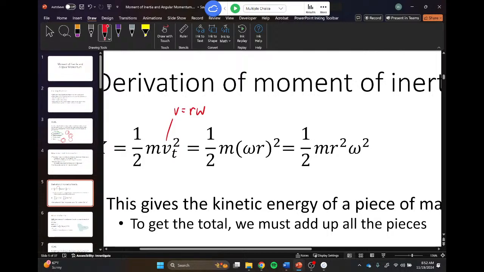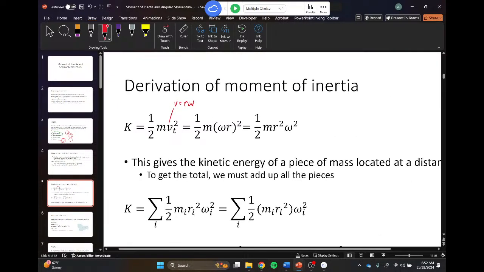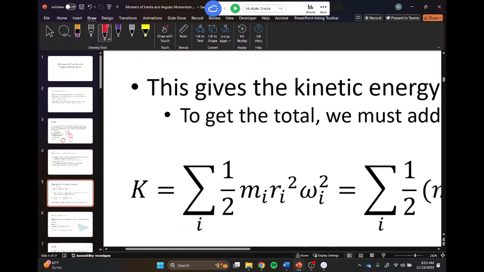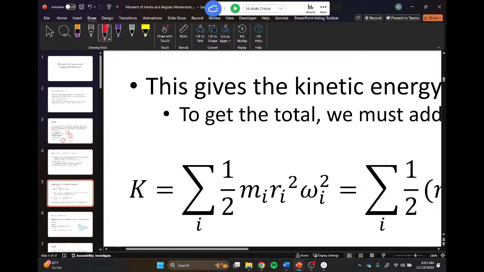Nothing crazy. This gives the kinetic energy of some mass located at some distance r. It doesn't give you the whole entire object. It just says if I have some mass some r away, rotating at that, woohoo. So if I have several objects at various r's with various masses, you add all of them together. If you want to get the total, you add them up.